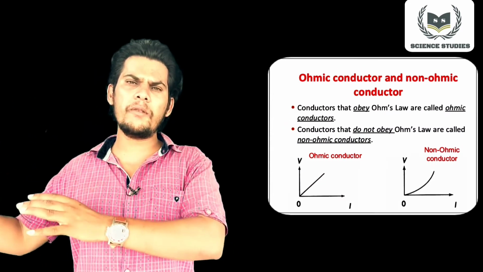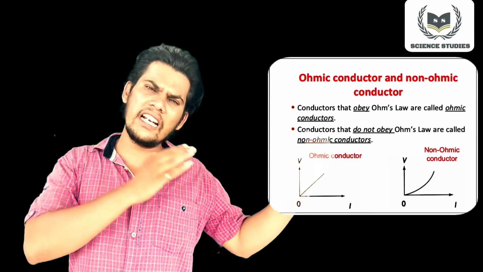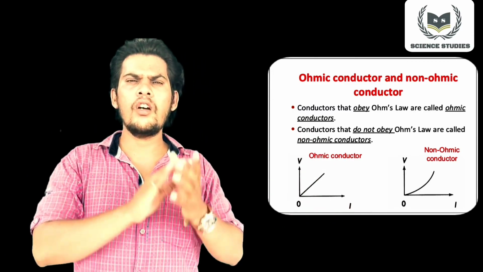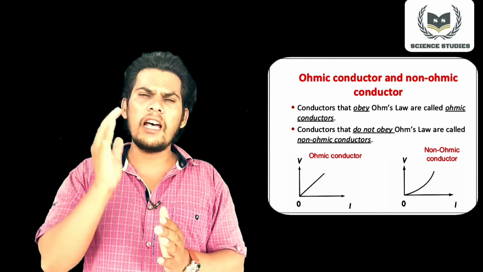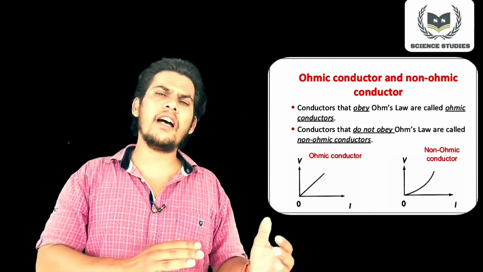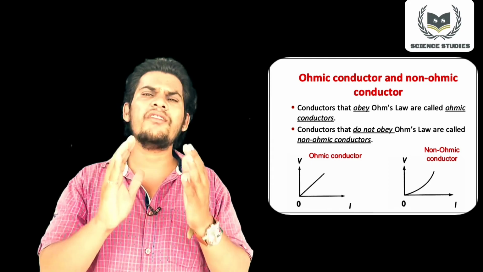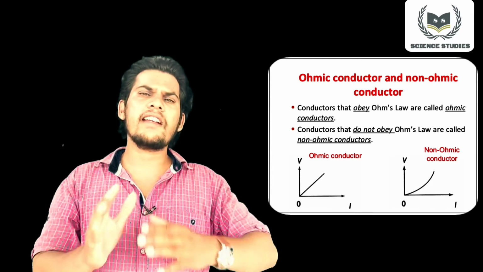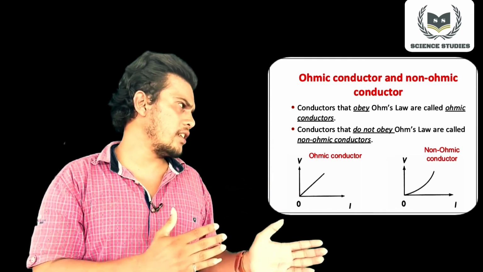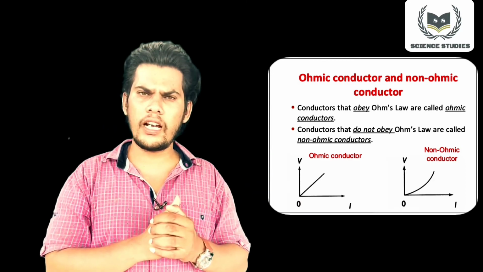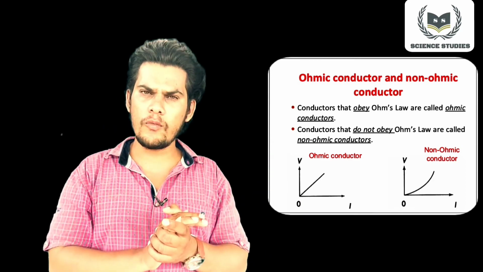Do you know, dear students, that depending upon Ohm's law, we can classify materials into two types? The first one is ohmic materials and the second one is non-ohmic materials. Ohmic materials are the materials which obey Ohm's law. Non-ohmic materials are the substances which do not obey Ohm's law.